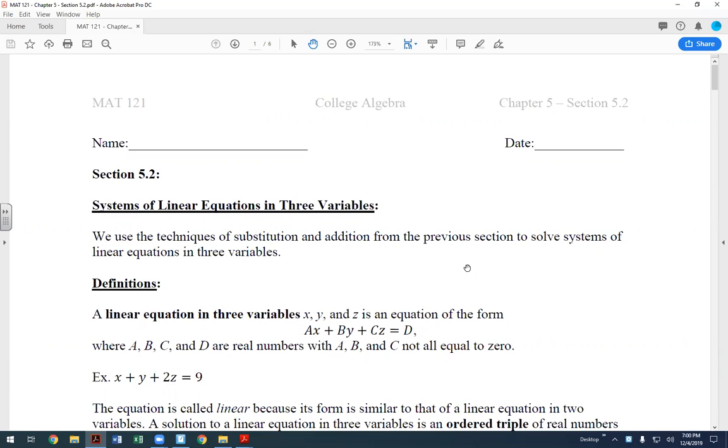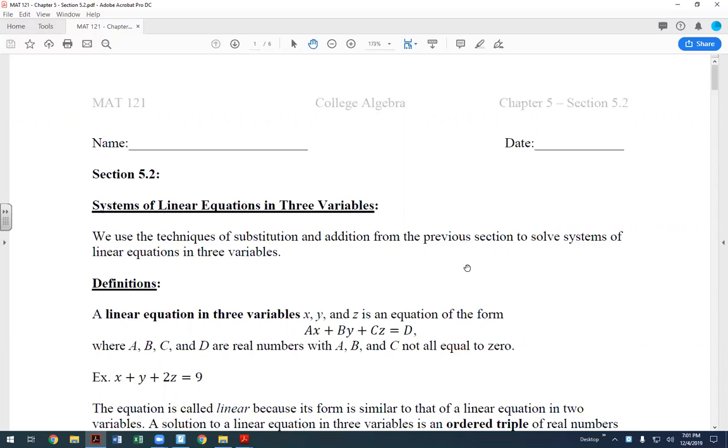5.2, we're actually coming back to linear equations, but they're not really linear equations. They are called linear equations, but these are equations with three unknowns, three variables. So the equation in standard form ends up looking like ax plus by plus cz equals d. They're called linear equations because they look like our linear equations in two variables, ax plus by equals c.